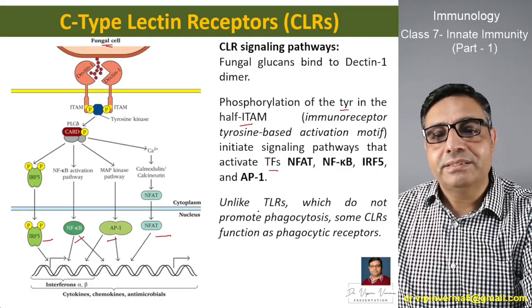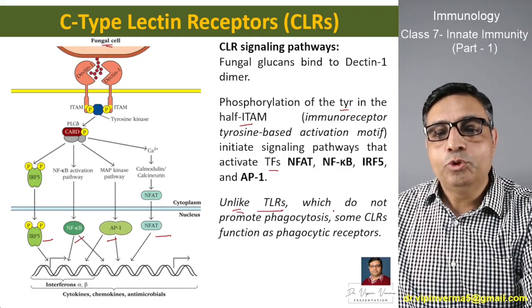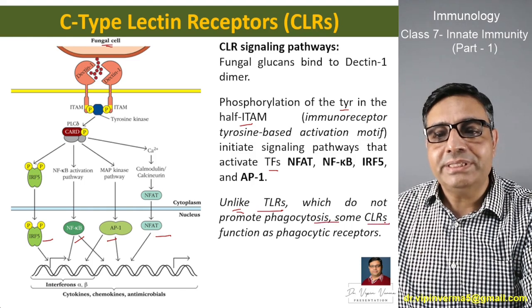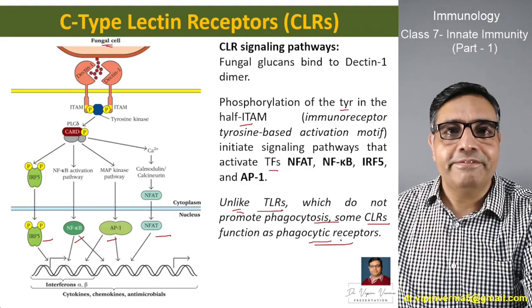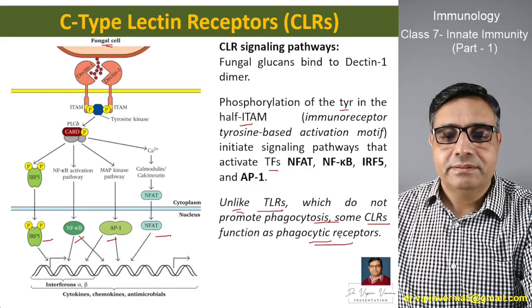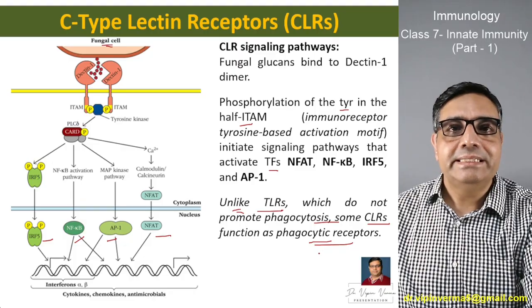So unlike TLRs, which do not promote phagocytosis, some CLRs function as phagocytic receptors. So that is a slight difference if we compare the TLRs and CLRs.